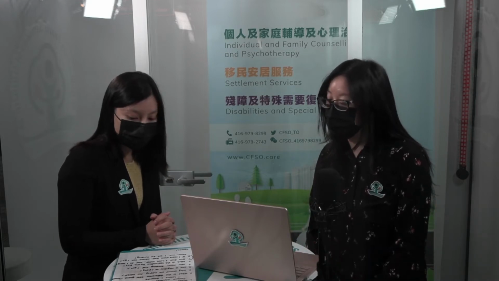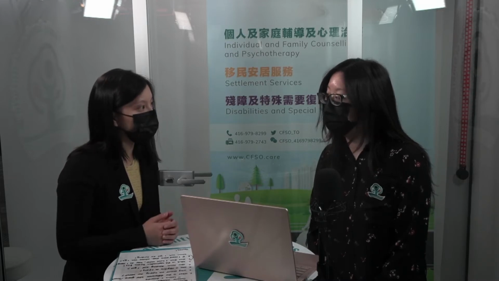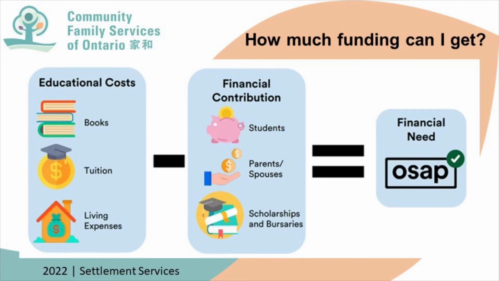Okay. And how do I know how much funding I would get? Based on your educational costs, for example, you might have to pay for books, tuition, living expenses. Based on that, they would determine what you're entitled to. And also they look at your individual situation. For example, do you have parents? Are you dependent on them? Then they would look at your parents' income.